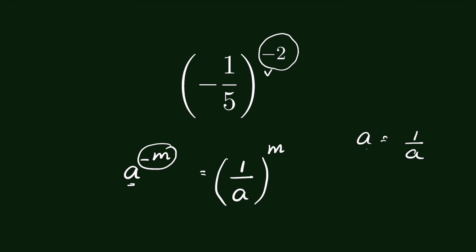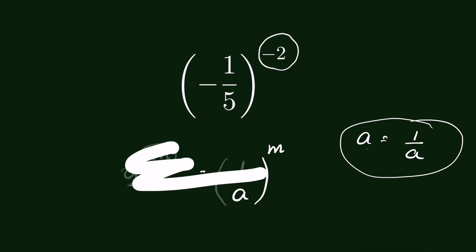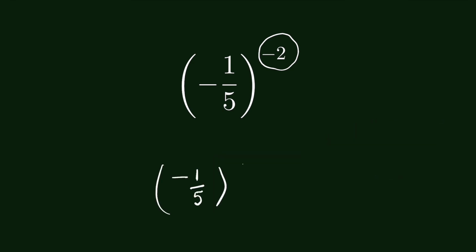So this negative exponent doesn't mean that it is a negative number. It's indicative of the multiplicative inverse. So here minus 2 is not a negative number. Minus 1 upon 5 is raised to the power of negative 2. It means the multiplicative inverse of minus 1 upon 5. It will be minus 5 and then it is raised to the power of 2.